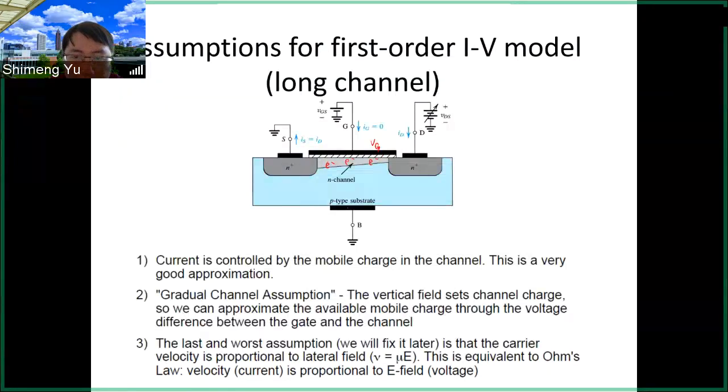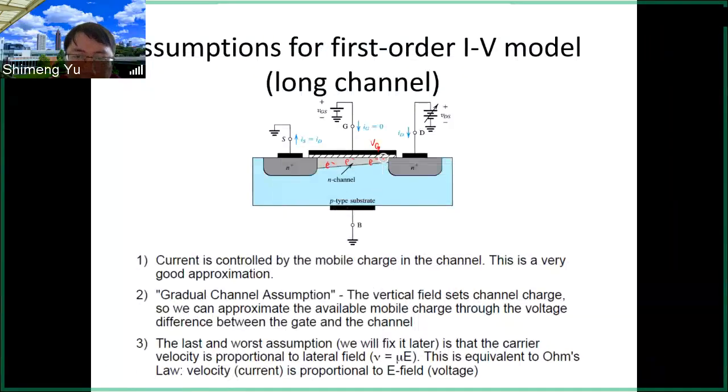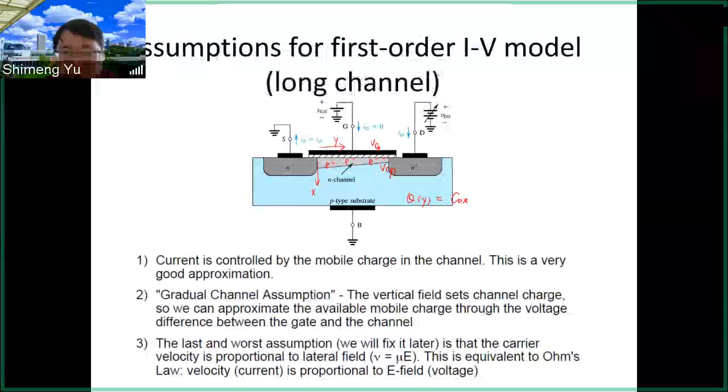So that means the vertical field, that means the gate voltage, will determine the electron density underneath the gate. Or to be accurate, if you think about the channel's potential here, if we think this is x direction and this is y direction, at the location y, we have the channel potential Vy. Then the charge at this particular location is determined by the gate capacitance Cox times the voltage difference between the gate and the channel. So this is a second assumption.